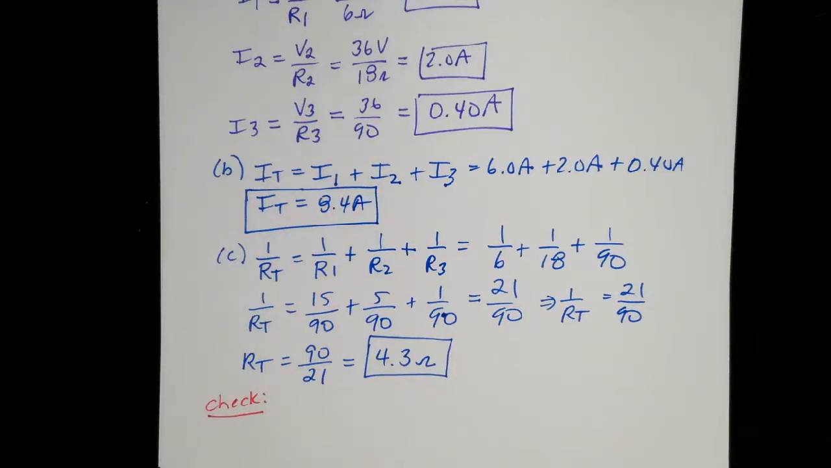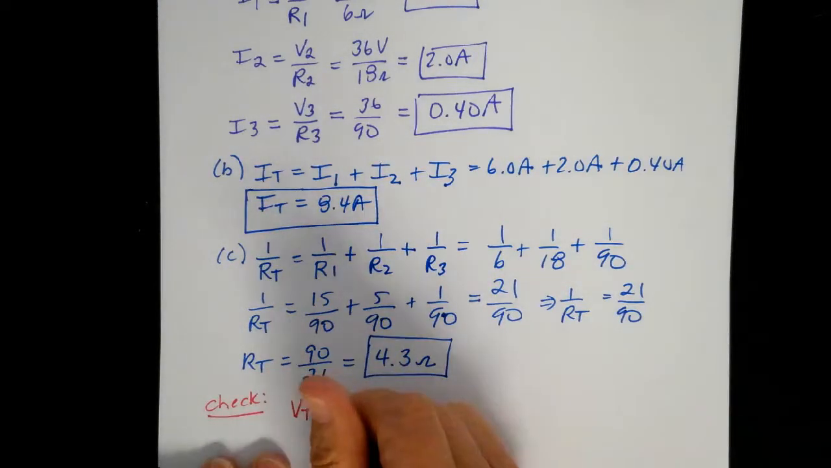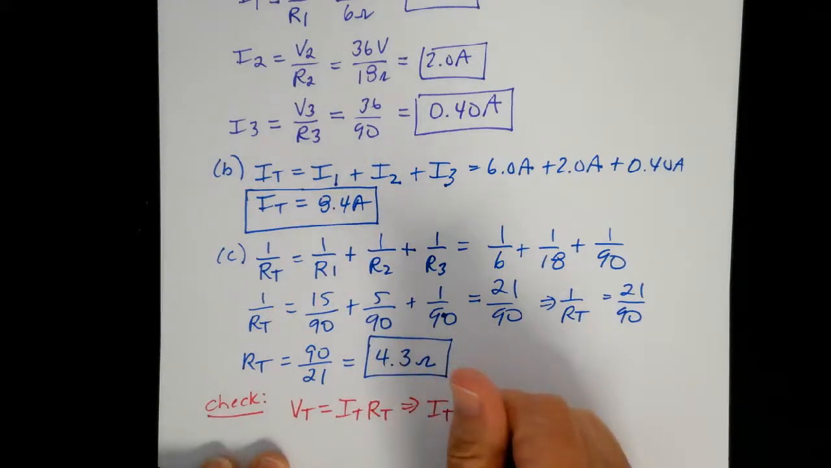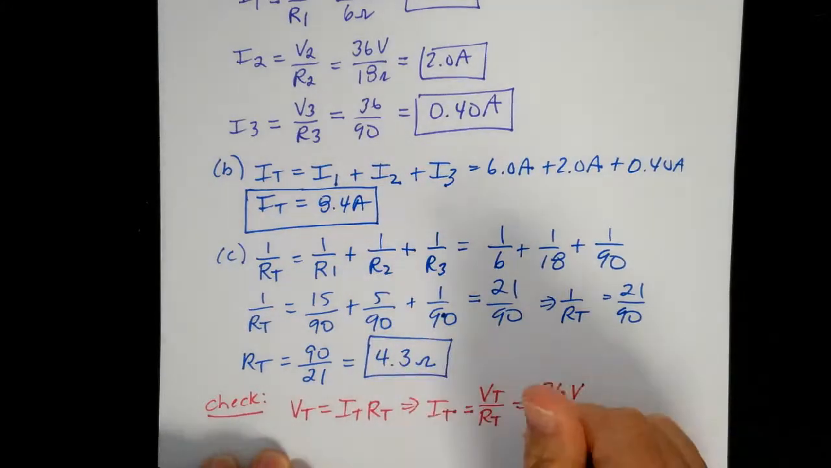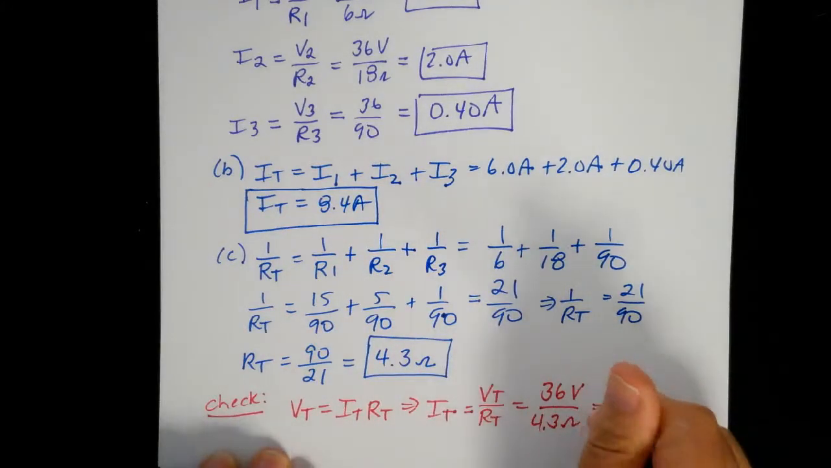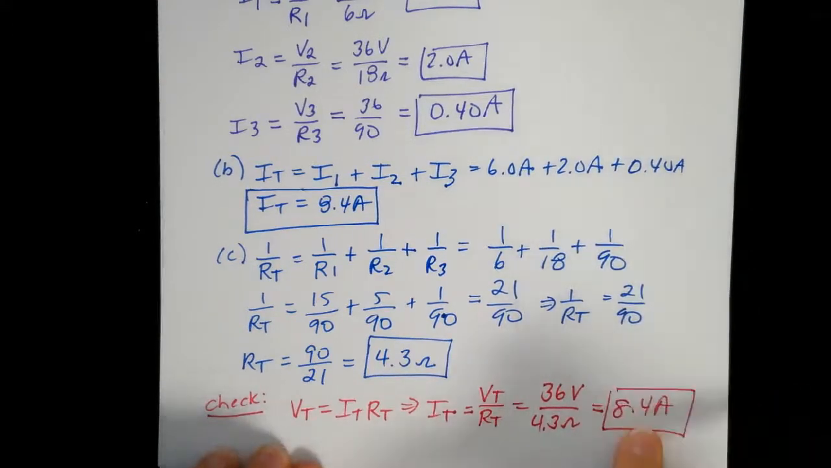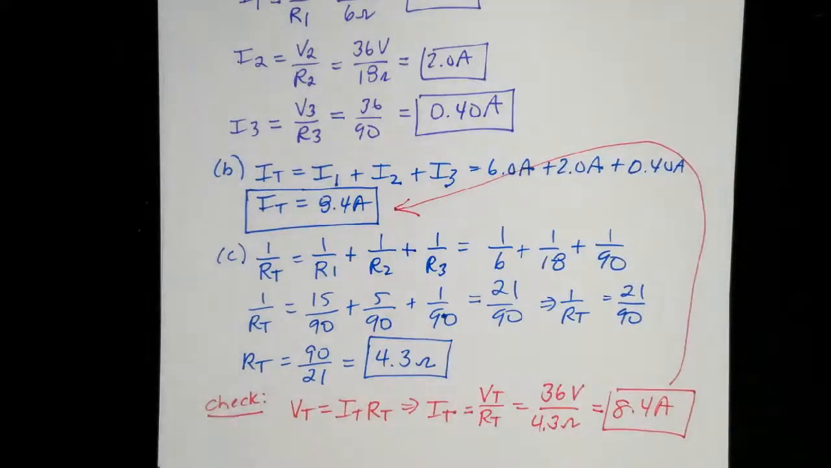So I'm going to apply Ohm's law to the whole circuit. So VT is IT times RT. So IT is equal to VT over RT. So the total voltage was 36 divided by what I just found, 4.3, and it comes out to be 8.4 amps. Now, is this 8.4 the same as the total current I found by adding up the current in each branch? Yes. So do you see here I have a way to check my work?